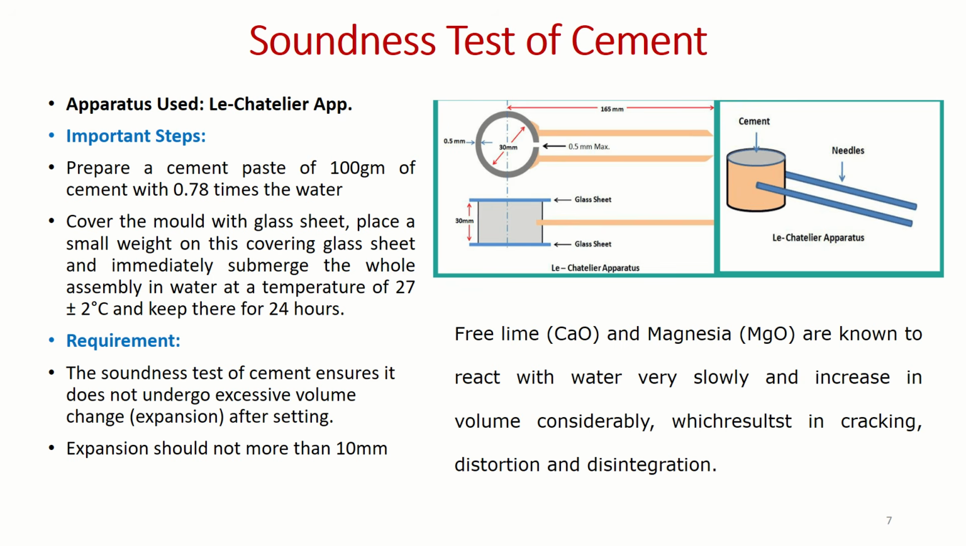Sometimes, because of temperature also, there may be variation in the volume. So sometimes this assembly is kept in water for 30 minutes and boiled to around 100 degrees Celsius. After boiling, we again note down the reading between the indicators. If it is found to be the same, then it shows that there is no free lime and magnesia present, and no volume change is recorded. In this way we can check the soundness test.